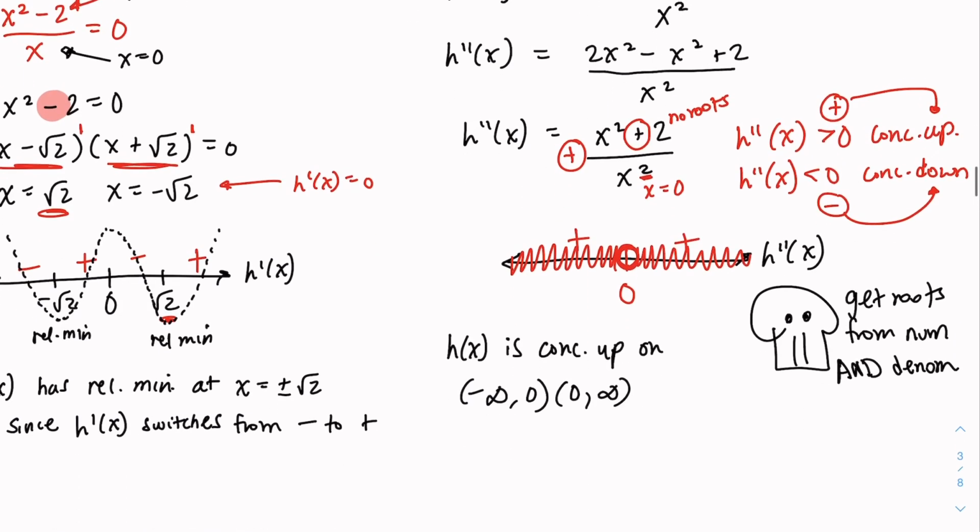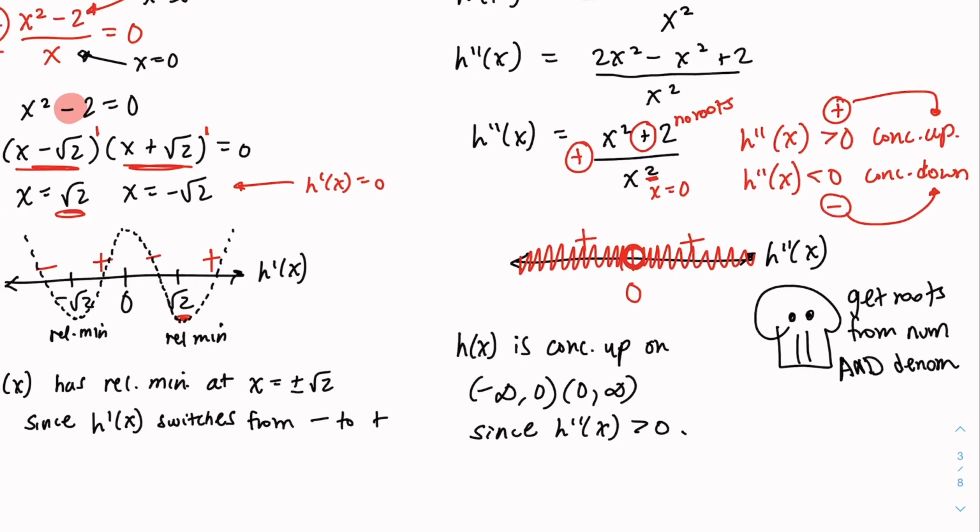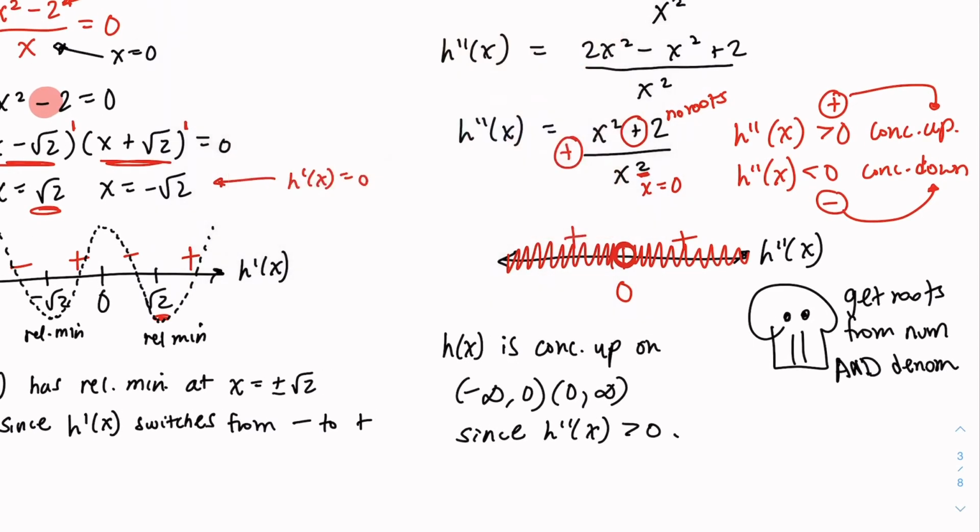For our reasoning, we'll say since h double prime of x is greater than 0. So notice I didn't say h double prime of x is concave up because, again, we need to deal with our original function. We want to see where our original function looks like this. And we can figure that out when we analyze the second derivative sign.